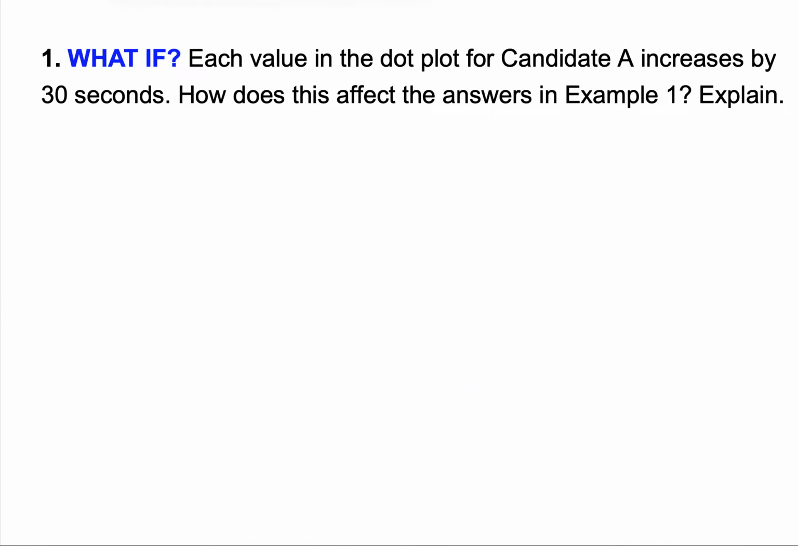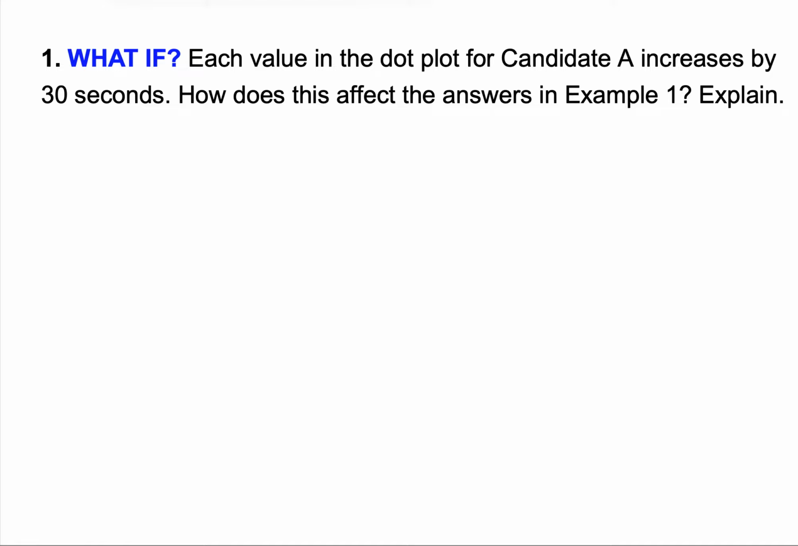Okay, so let's take a look at this next one. What if each value in the dot plot for candidate A increases by 30 seconds? How does this affect the answers in example 1 and explain? So we're going to pause here and go ahead and write what you think is the answer for this question.